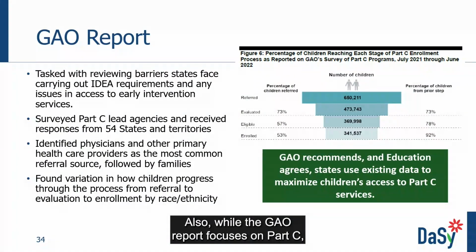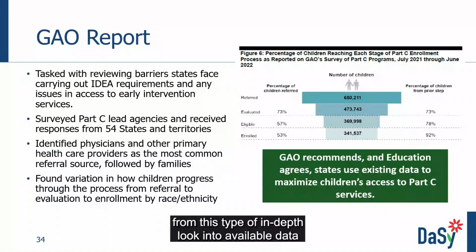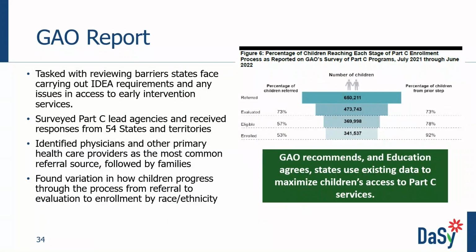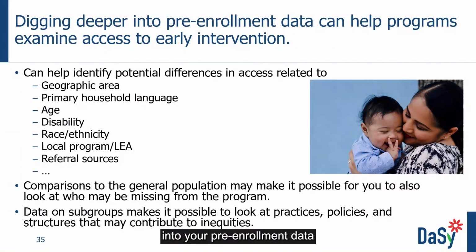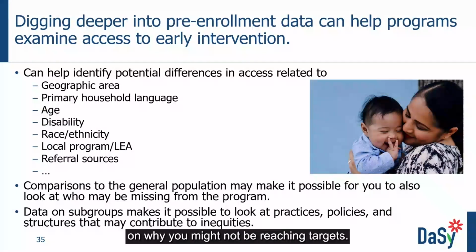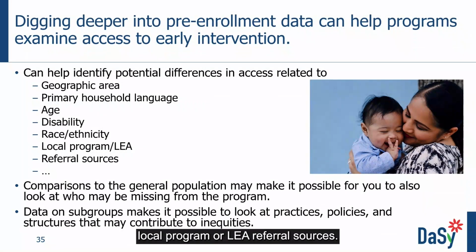Also, while the GAO report focuses on Part C, we also know that Part B could benefit from this type of in-depth look into available data to examine ways to promote earlier access to preschool special education. The bottom line is that digging into your pre-enrollment data can help programs examine access to early intervention. It can also shed light on why you might not be reaching targets. You might want to look at differences in access related to geographic area, primary household language, age, disability, race, ethnicity, local program or LEA, referral sources. What else?